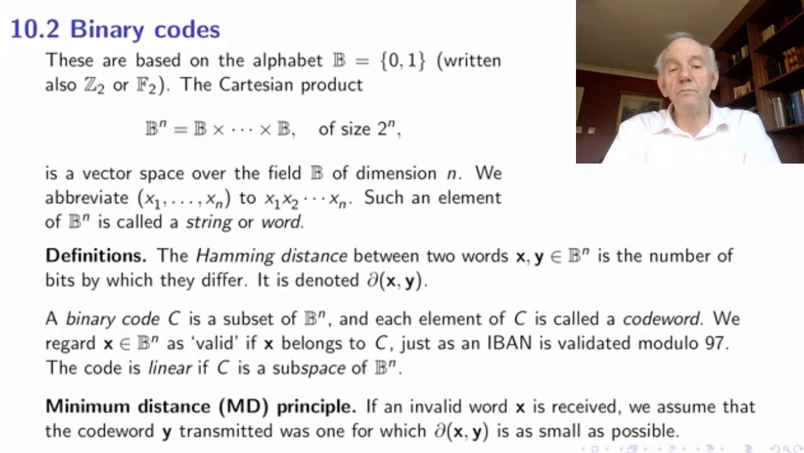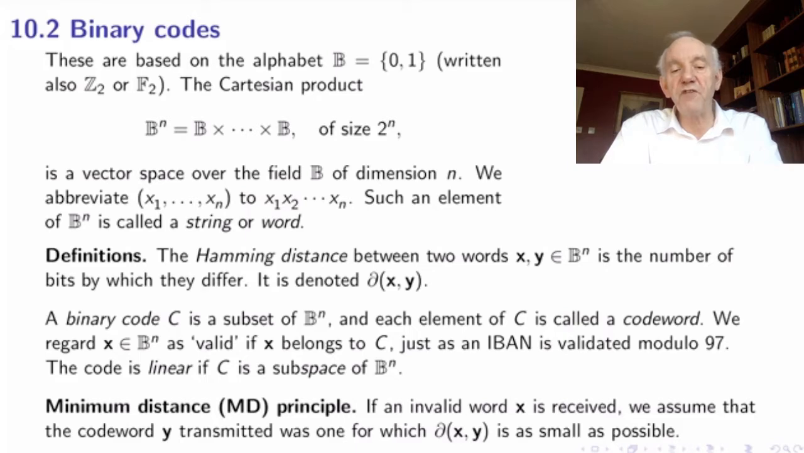Now, the other thing which is important to say straight away is that the idea is we're going to transmit only the code words. So if we want to send a message, it should be one of these code words. Just like if we want to send a bank account number to transfer money abroad, it has to be validated. It has to be one of our validated numbers. That's like saying it has to be a code word.